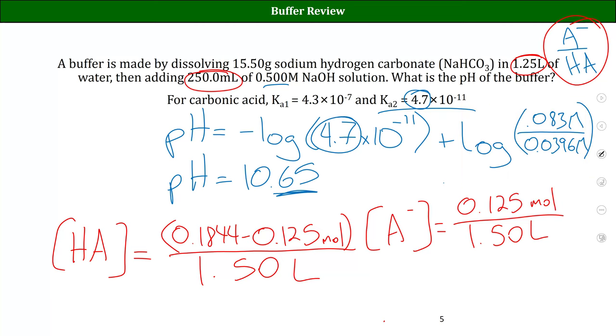That was a little convoluted for something that seems like a pretty straightforward question, right? One sentence question with some numbers in it and some Ka values. And that was still kind of a convoluted problem to have to work through, right? This is why nobody gets 100% on chemistry tests, because there's just so many places to mess up. So I get that.